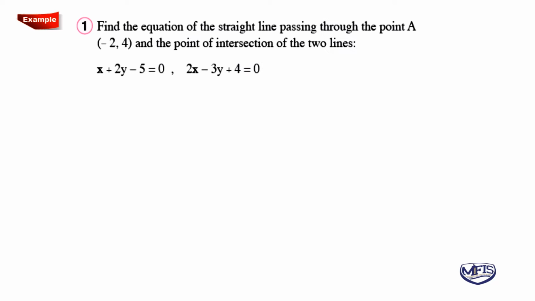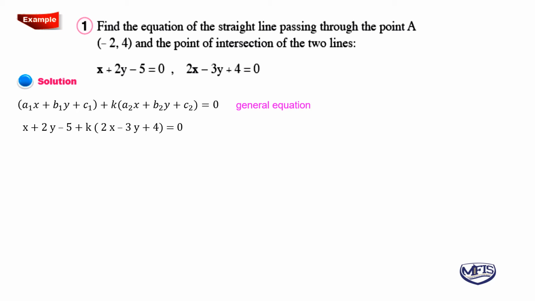So I have an example. Find the equation of the straight line passing through the point A (-2, 4) and the point of intersection of two lines. We can use the general equation: a1x plus b1y plus c1 between brackets plus k multiplied by a2x plus b2y plus c2 between brackets equals 0. We substitute the first straight line, which is x plus 2y minus 5, then plus k multiplied by the second equation 2x minus 3y plus 4, all equal 0.